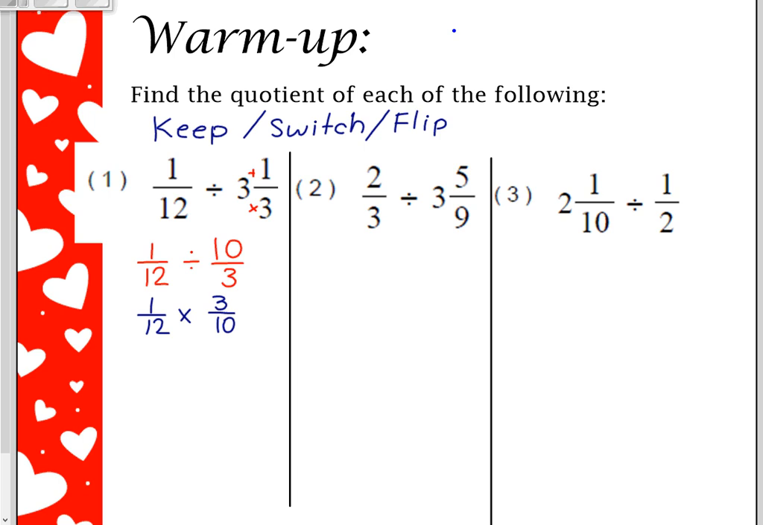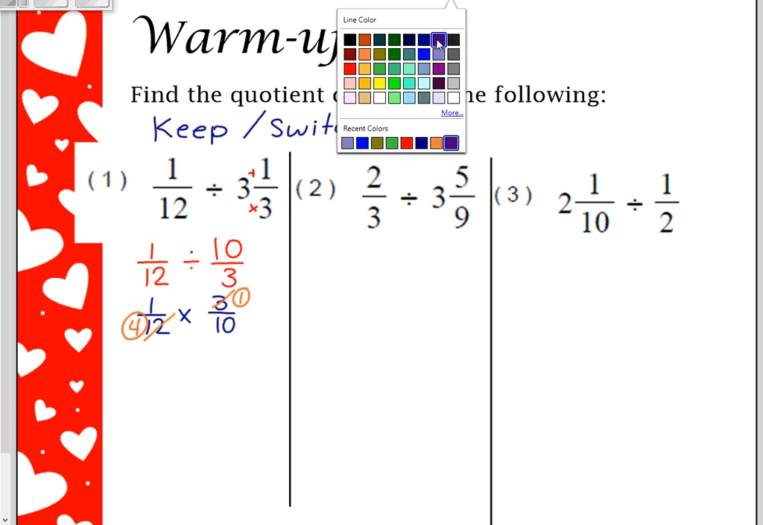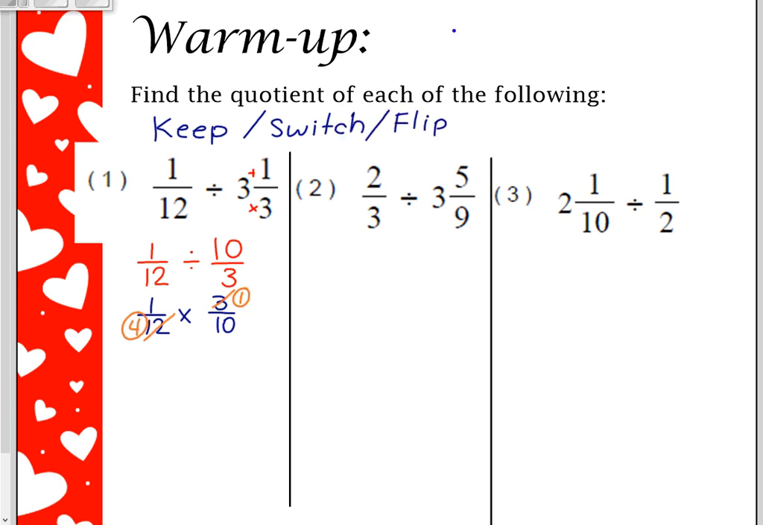Before we multiply, we need to ask ourselves, is there anything that I can cross cancel? And yes, there is. You should notice that 3 and 12 have a common factor of 3. 3 divided by 3 is 1, and 12 divided by 3 is 4. And now we can multiply across, and that gives me 1/40th as my final answer. And you should notice something, that 1/40th is a lot smaller than my original number of 1/12. And we're going to look at that again in just a minute.